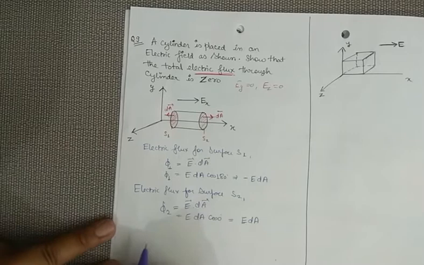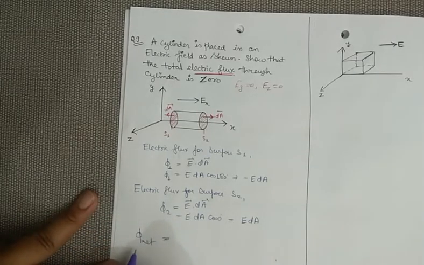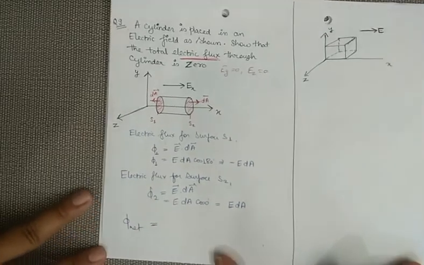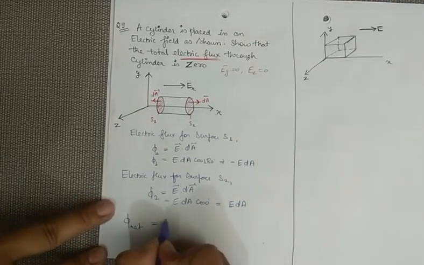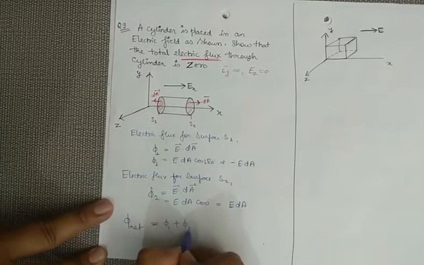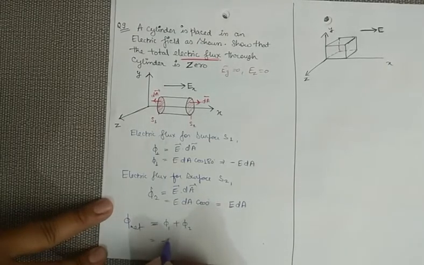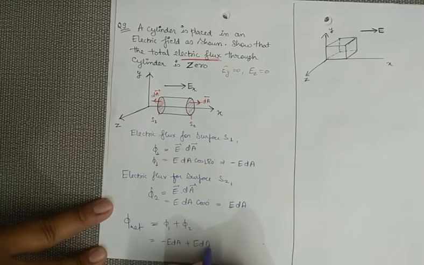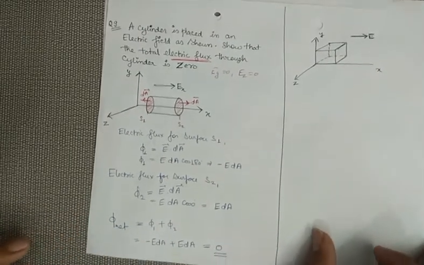So they are asking about the net flux. Again, remember, flux is a scalar quantity. We don't take the direction, just consider the magnitude. So the net flux will be phi 1 plus phi 2. Your phi 1 is minus E dA and your phi 2 is plus E dA. So your net flux passing through the cylinder will be 0.